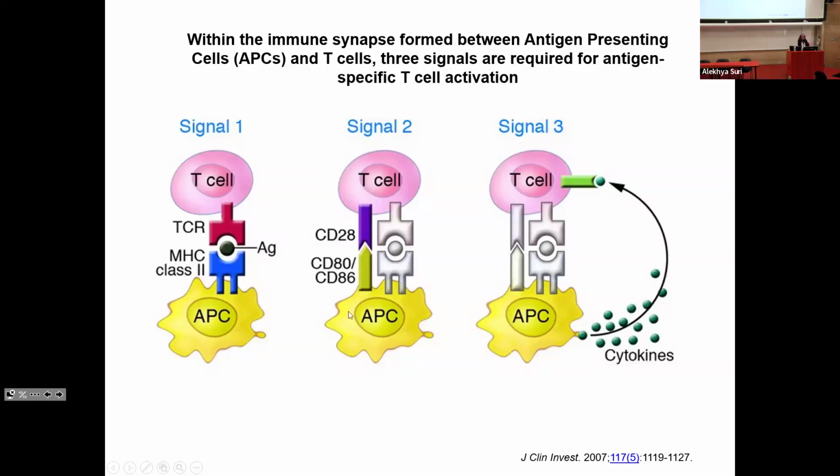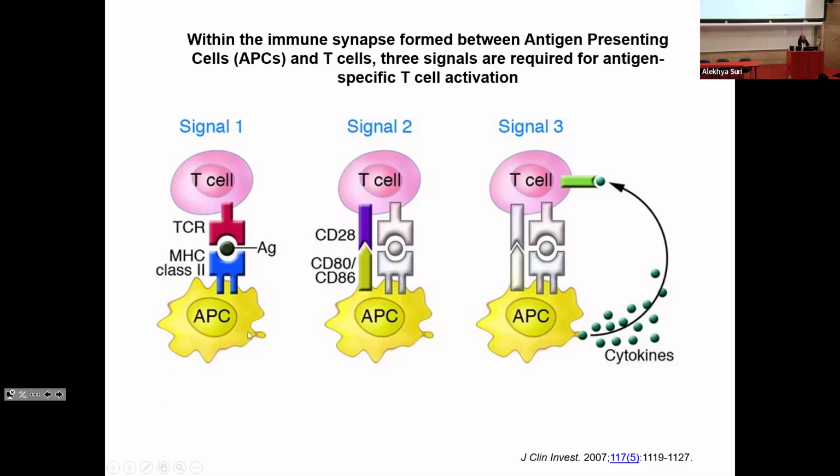Then you need a signal 2, which is called the co-stimulatory signal, which is a molecule called CD28 on the T cell binding to CD80 and 86 on the antigen presenting cells. And these usually get upregulated following infection in antigen presenting cells. This signal 2 is important. And once the signal 2 is engaged, that's when these antigen presenting cells will secrete additional cytokines, and this forms what's called signal 3.